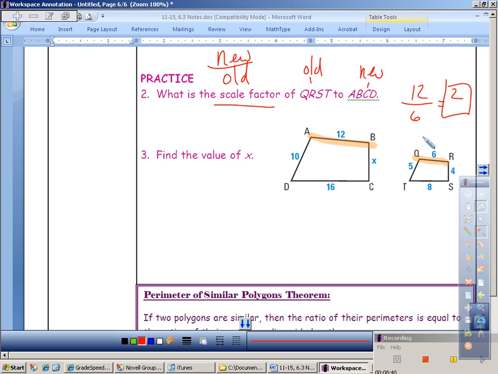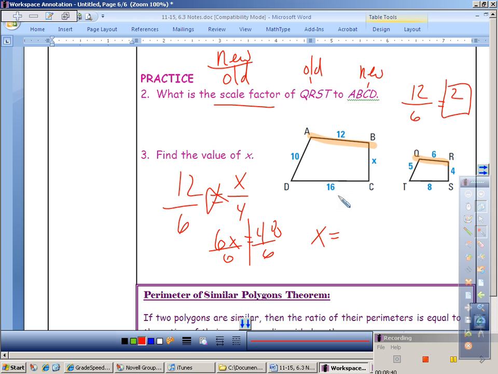So this has a scale factor of 2, which means all side lengths here have been doubled to result in a new polygon ABCD. If I needed to find the value of x, I should be able to see that it is simply 8, twice the side length of 4. But I can set up the proportion. 12 is to 6 as x is to 4. When you cross multiply and solve, I get 6x equals 48. Divide by 6 on both sides, and I'm left with x equals 8.